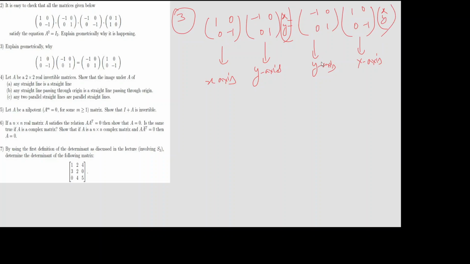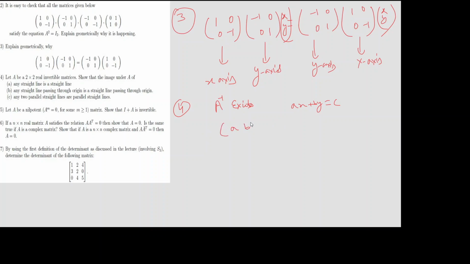So both are equal. In question number 4, we have to prove three conditions. Any straight line is basically mapped to a straight line under the image of a matrix which is an invertible matrix. That means A inverse exists. If A inverse exists, let us try to consider any straight line, that is ax plus by is equal to c. We can write this in matrix form.